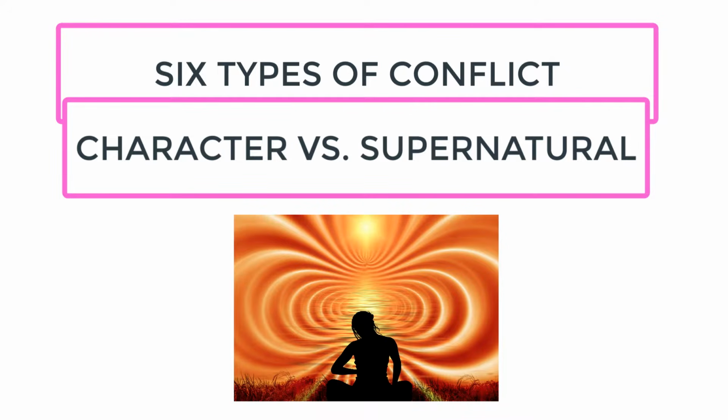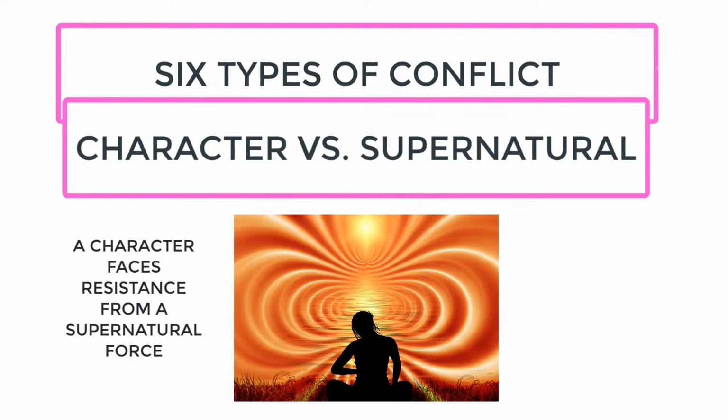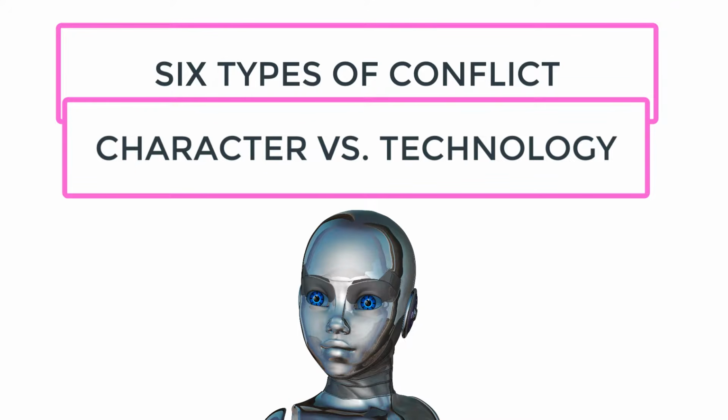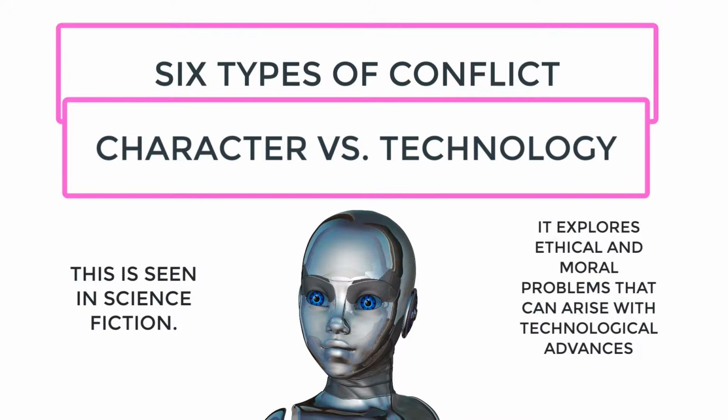Character versus supernatural. A character versus supernatural conflict occurs when a character faces resistance from a supernatural force, such as fate, magical forces, otherworldly beings, aliens, religion, and gods. Character versus technology. Character versus technology conflict is at the center of science fiction. This type of conflict explores the problems that arise when technology goes beyond its intended use.